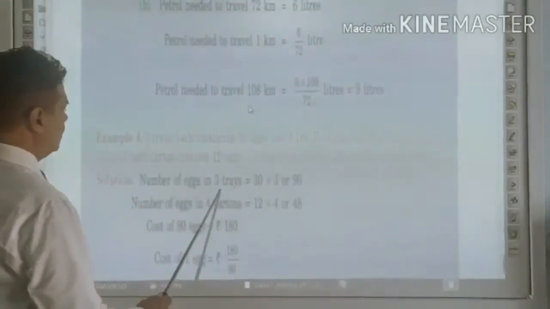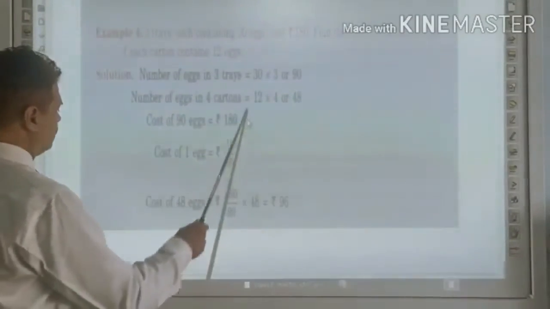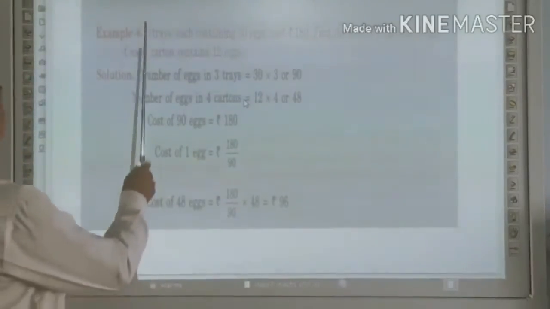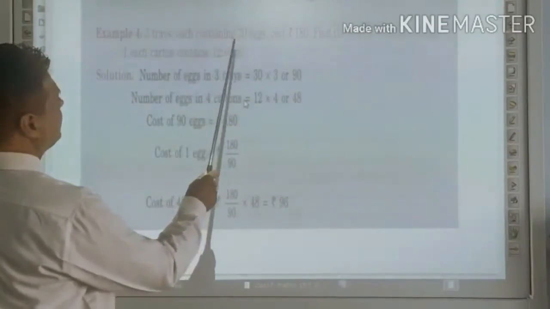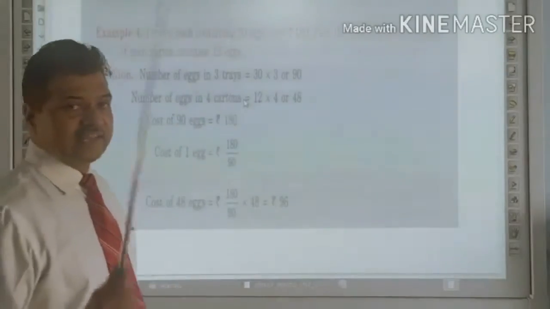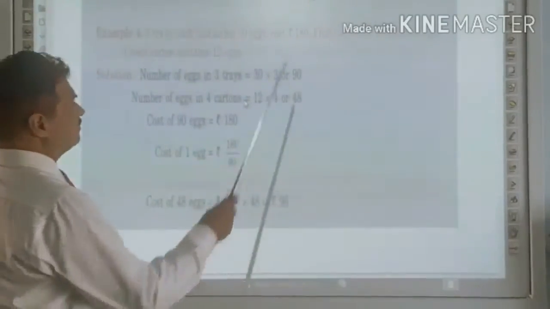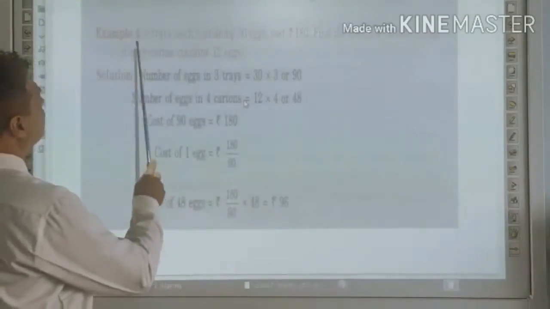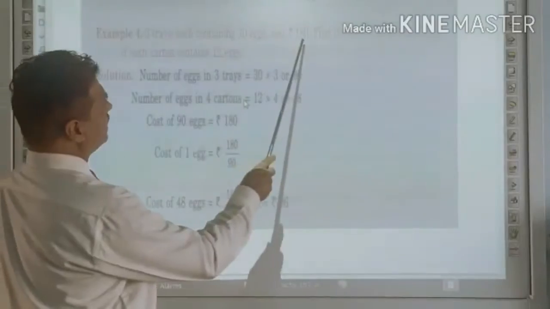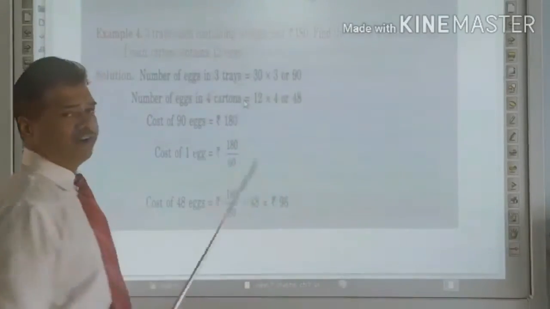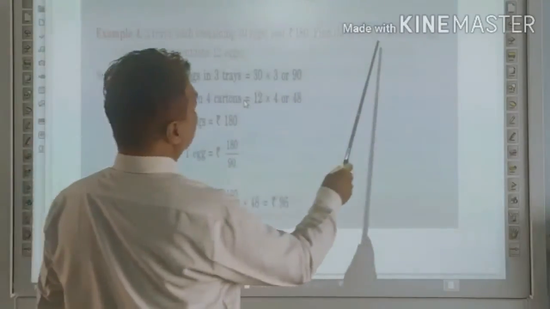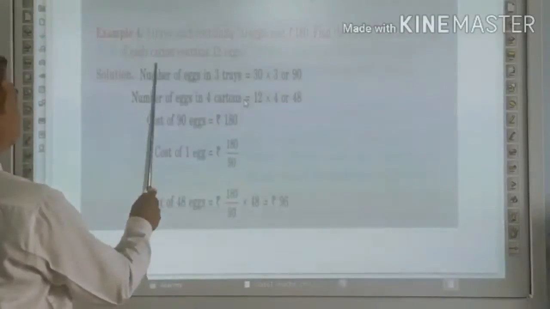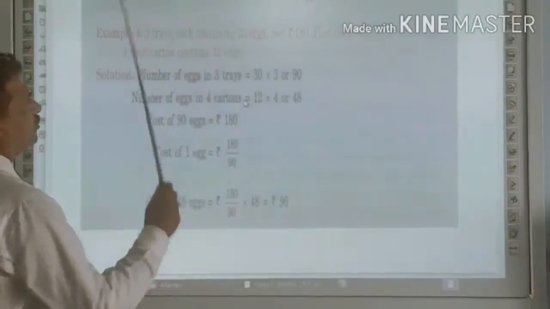Okay. Now question number 4, our last question. It says 3 trays, each containing 30 eggs, cost 180. It means 90 eggs are 180 rupees. Find the cost of 4 cartons of eggs if each carton contains 12 eggs.